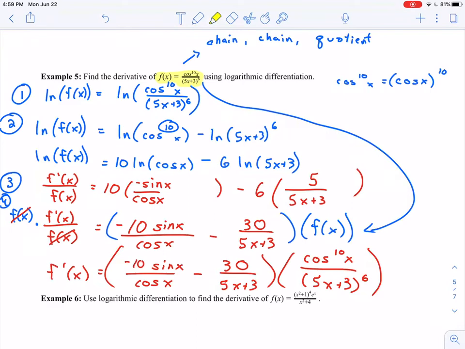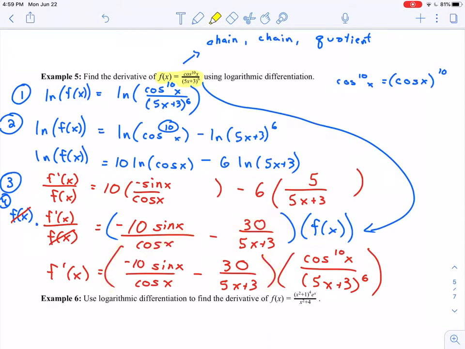Parentheses will be really important, so we need to remember that we have parentheses around that negative 10 sine x over cosine of x minus 30 over 5x plus 3, because in the end of this problem, I want to be able to take this f of x that I just wrote here, and I'm not going to do it, but I want to tell the reader that we're really multiplying both of those two terms by the original function, not just that last term there.